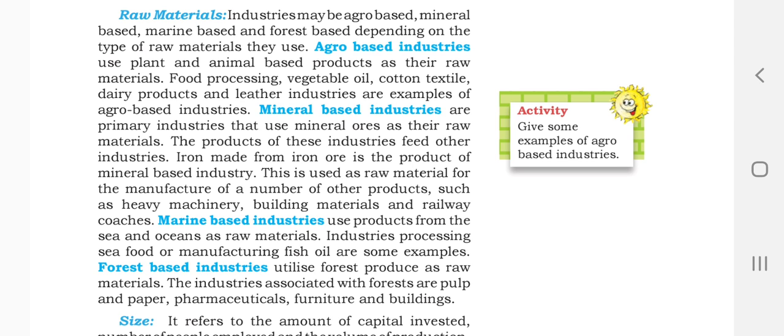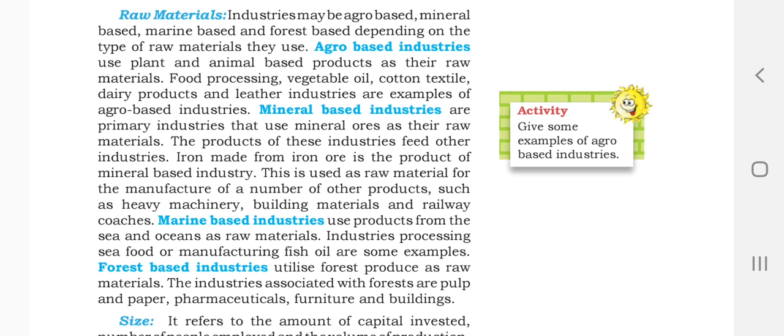This is used as a raw material for the manufacture of a number of other products such as heavy machinery, building materials and railway coaches. So these mineral based activities are another source of raw material for other industries. So steel based industries and all, they get minerals from the mines, so that they will produce something out of it.